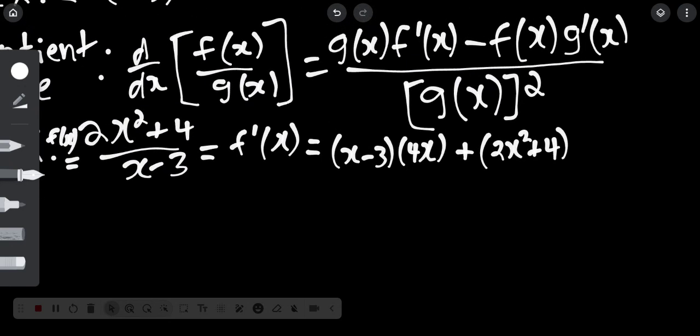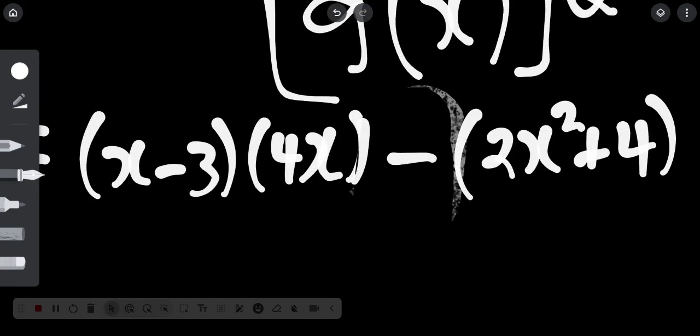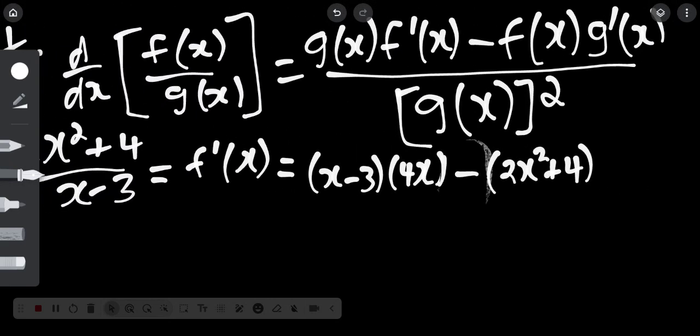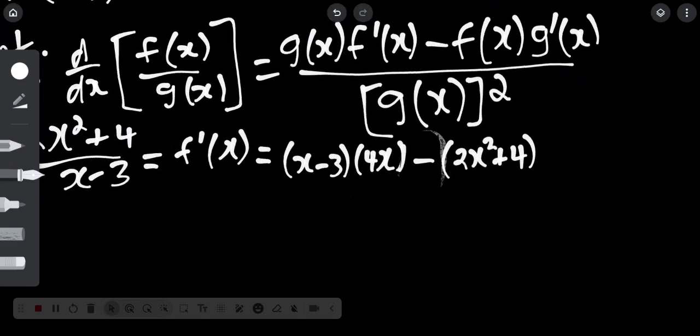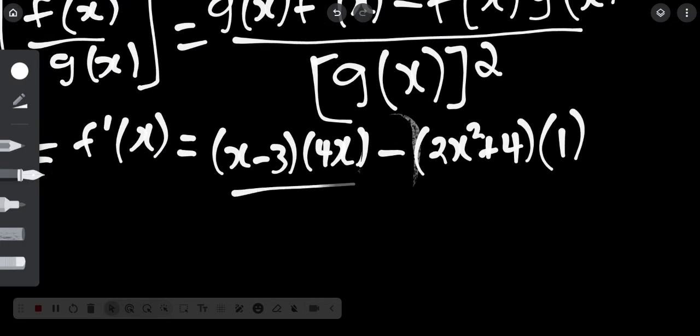So bottom derive top, correction, this should be minus, sorry about that, this should be minus. So it'd be bottom times the derivative of the top minus the top times the derivative of the bottom. The derivative of x minus 3 is just 1, over x minus 3 squared, so this is bottom squared.